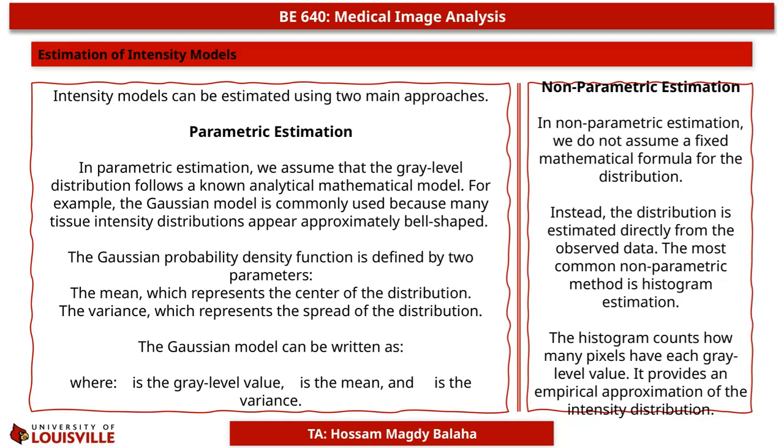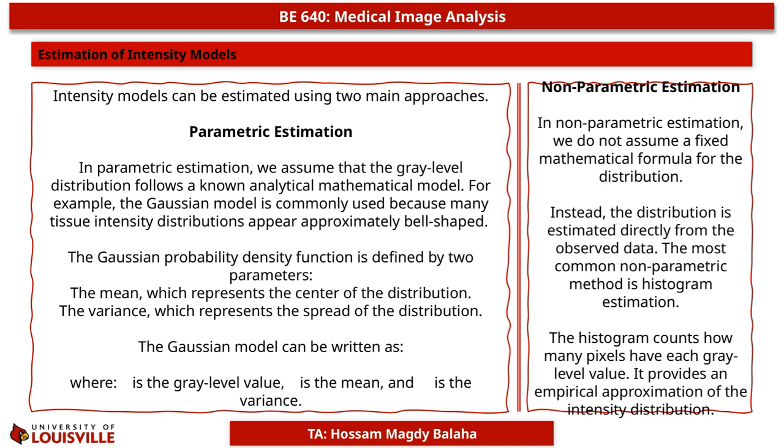Intensity models describe how pixel gray levels are distributed in a medical image. There are two main approaches, and the key difference is whether we assume a specific mathematical form in advance. Parametric estimation assumes a known analytical model, such as a Gaussian distribution. This is useful when tissue intensities appear approximately bell-shaped.